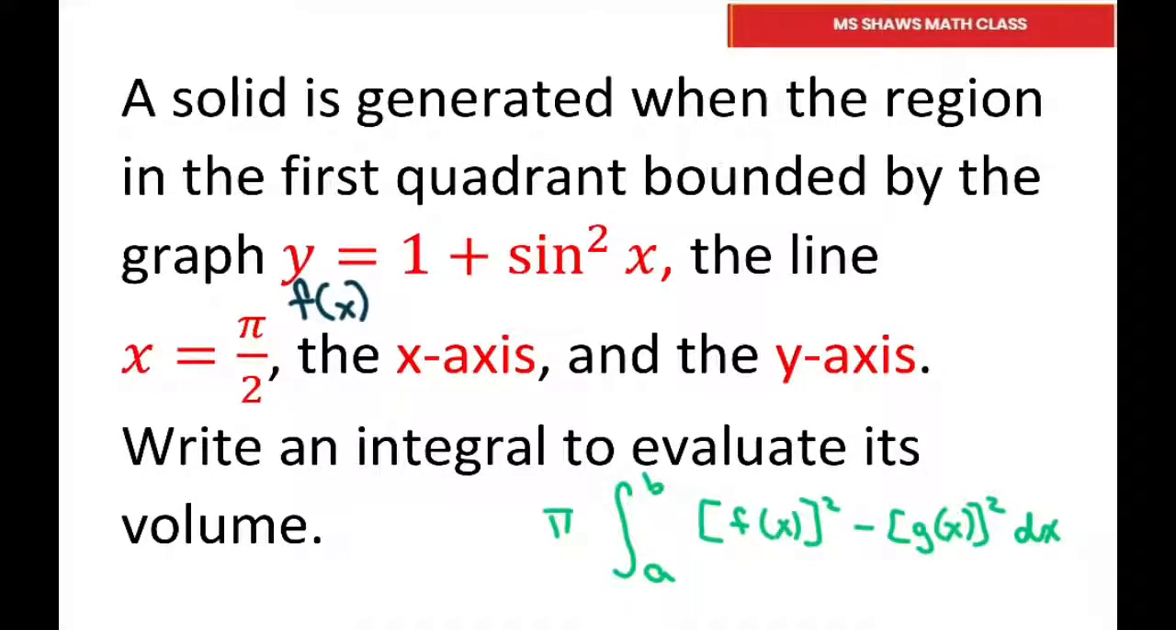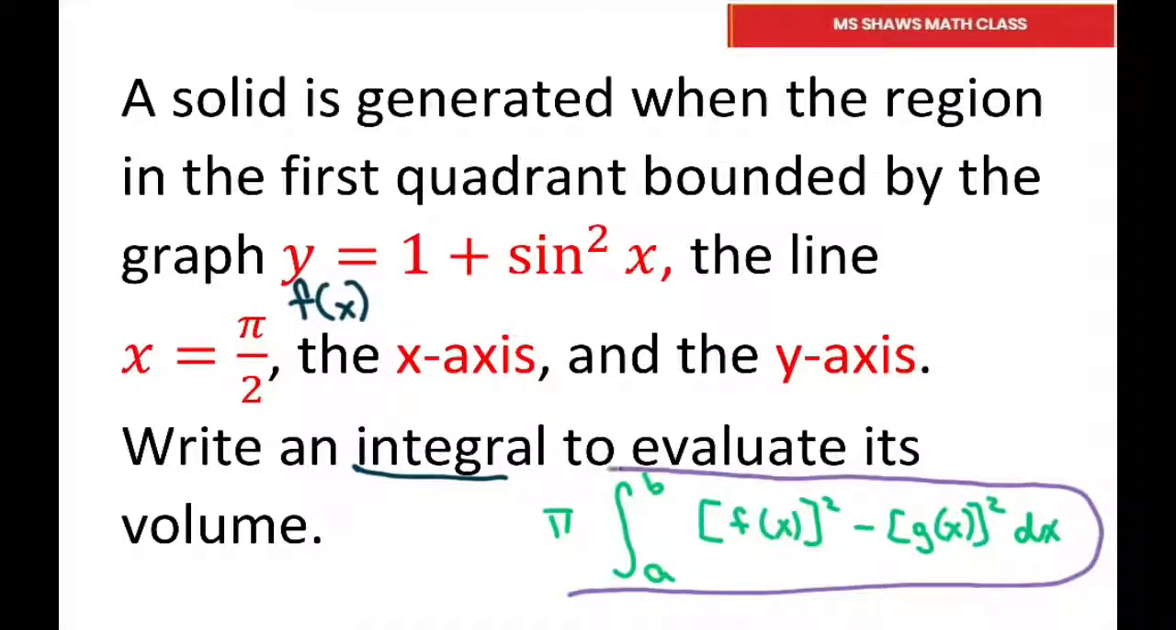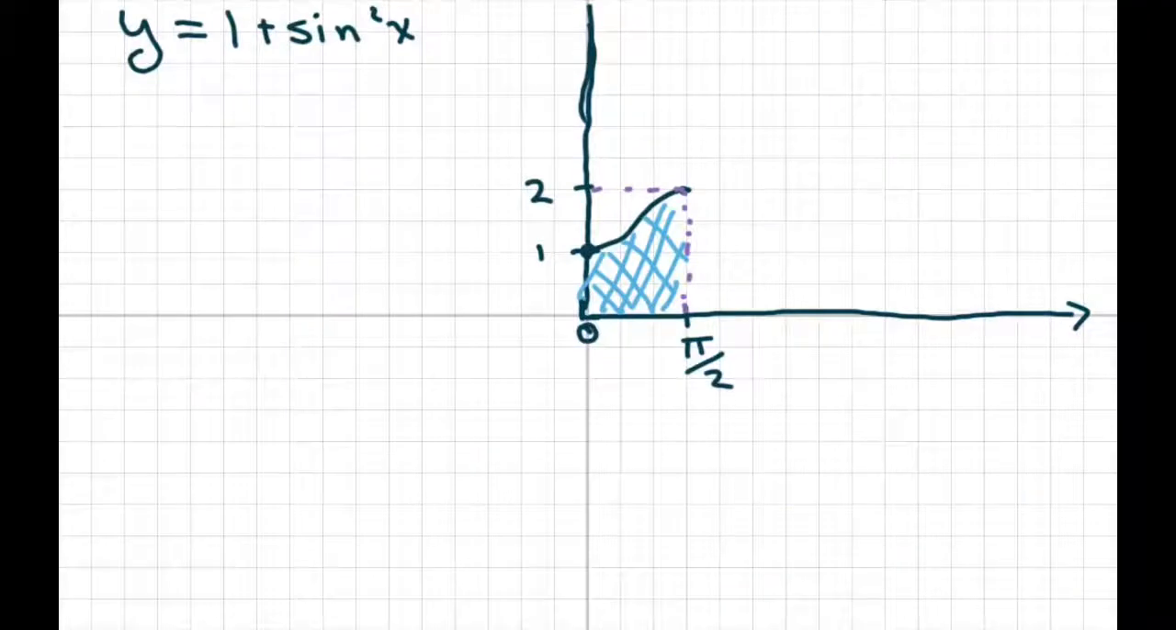And all we have to do in this problem for the AB calculus exam is to write an integral to evaluate its volume. So what you need to know is the formula for the volume of a solid of revolution about the x-axis using a vertical slice bounded from above by the curve f of x and from below by g of x on the interval a to b is this formula here. This is what the problem is testing, if you know that formula. So I went ahead and graphed this part.